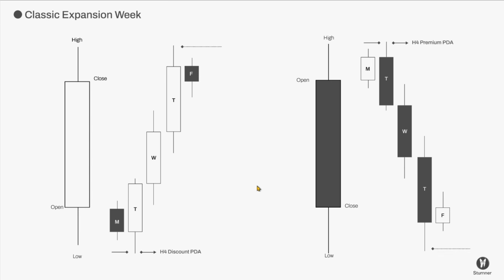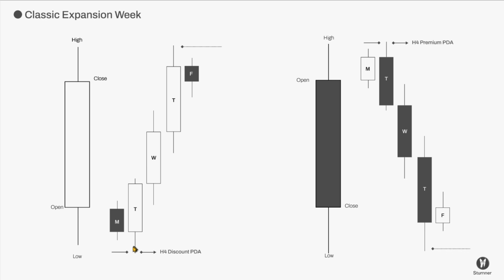A classic expansion week is a market pattern where price establishes a clear direction early in the week and then continues expanding in that direction over multiple days. These profiles follow a very consistent rhythm in the market. In a bullish scenario, the market typically forms the weekly low early in the week, usually on Monday or Tuesday, after reaching into a higher time frame discount PD array on the hourly or 4-hour chart.